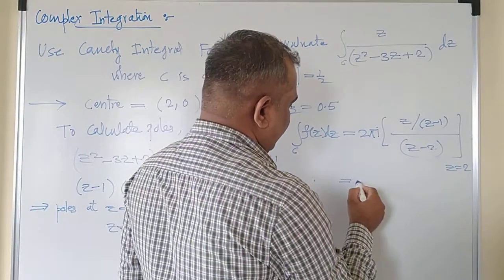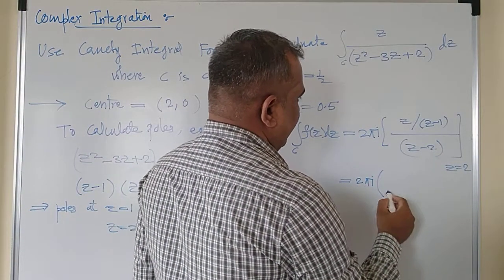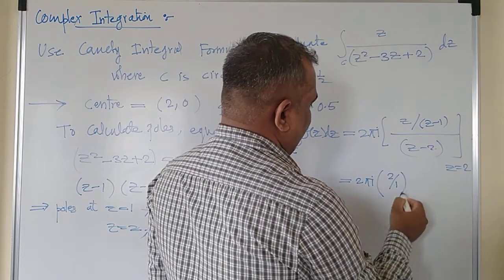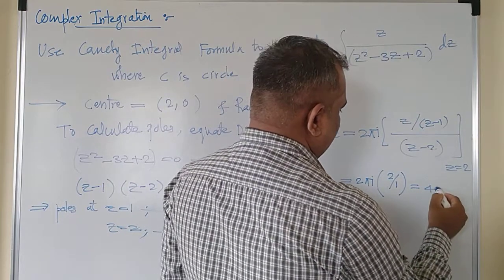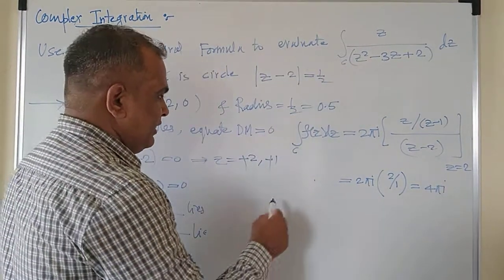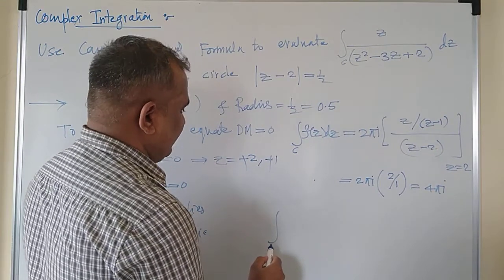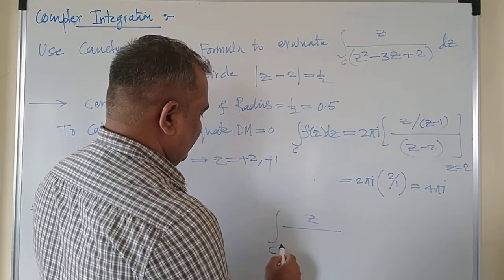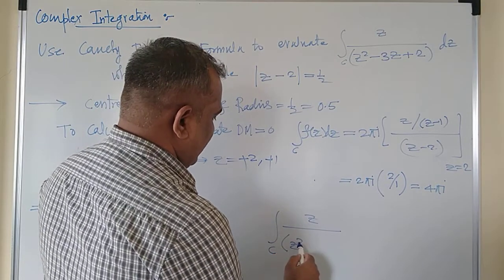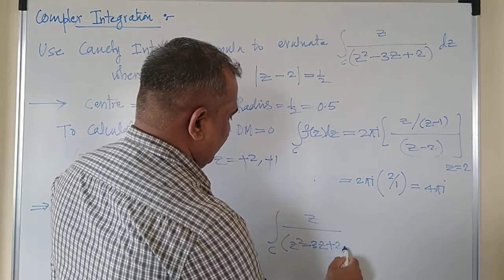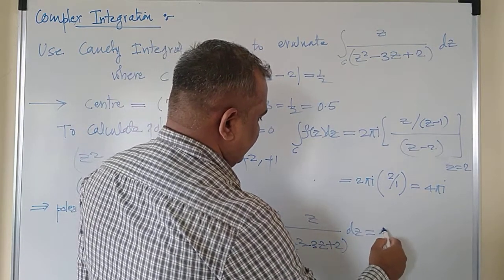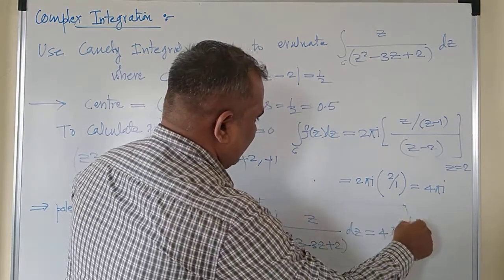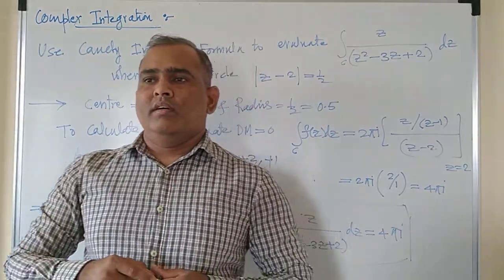So this will give me 2 pi I into the bracket z upon z minus 1, that is 2 upon 2 minus 1, which is 1, right? And this will give me the value of the given integral equal to 4 pi I. Therefore I can say the solution of the given integral of z upon z square minus 3z plus 2 into dz is equal to 4 pi I. This is the solution of the given integral by using the Cauchy integral formula.